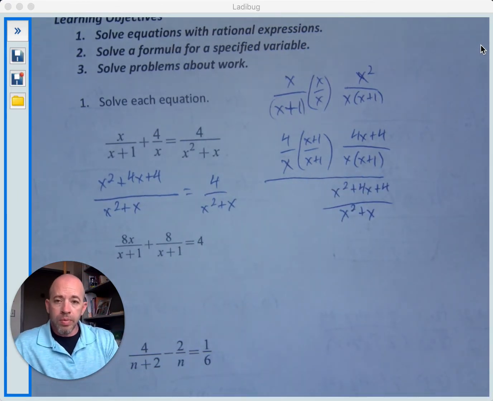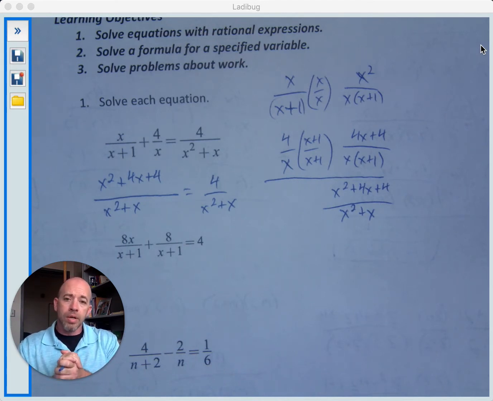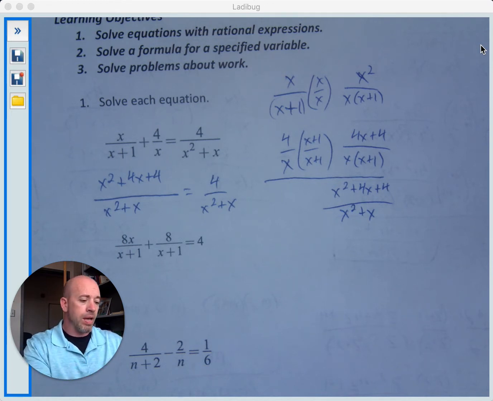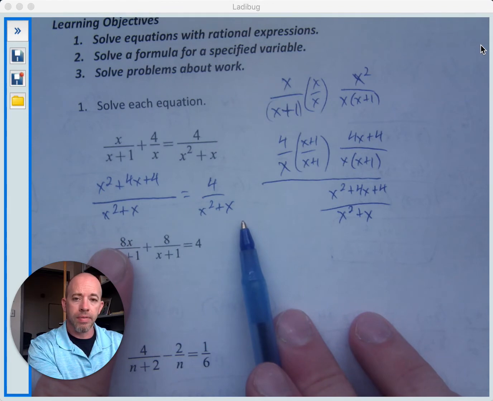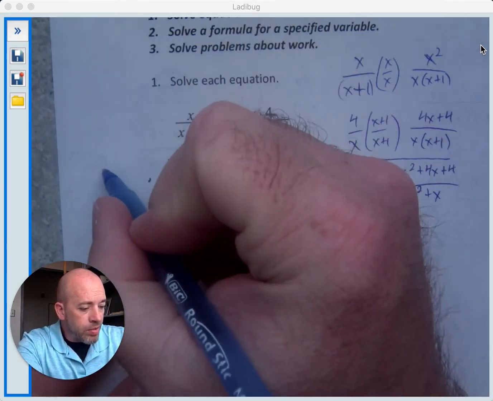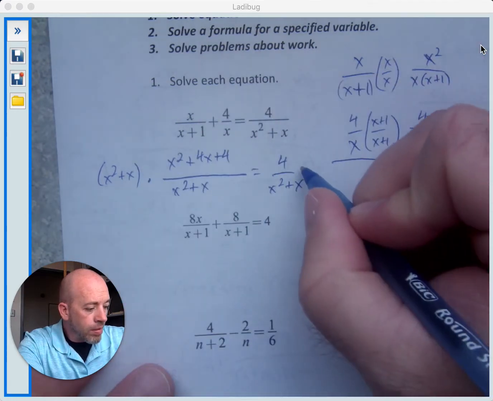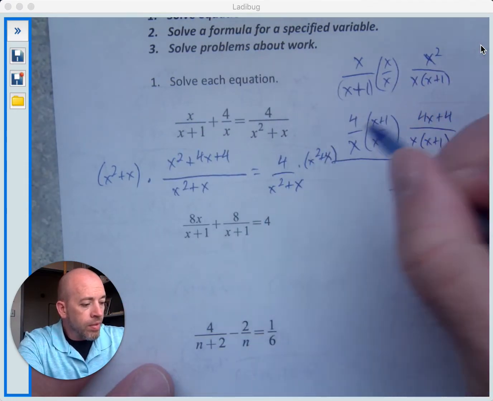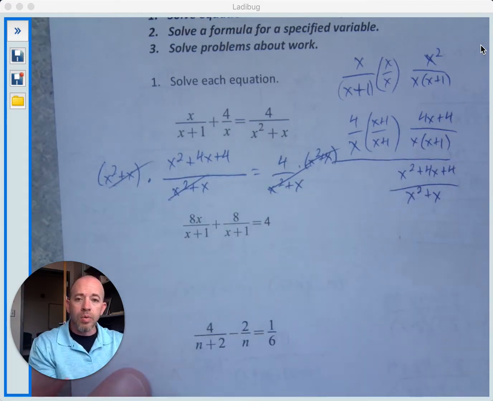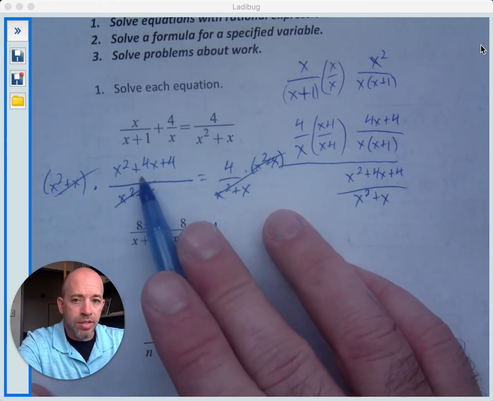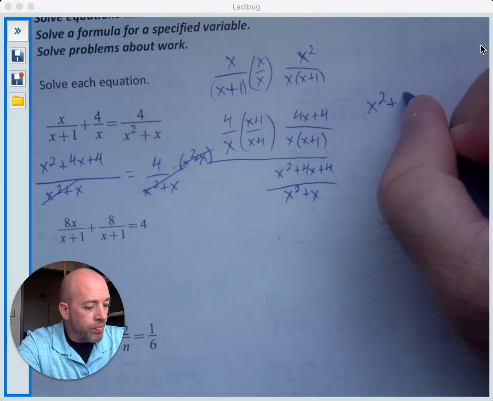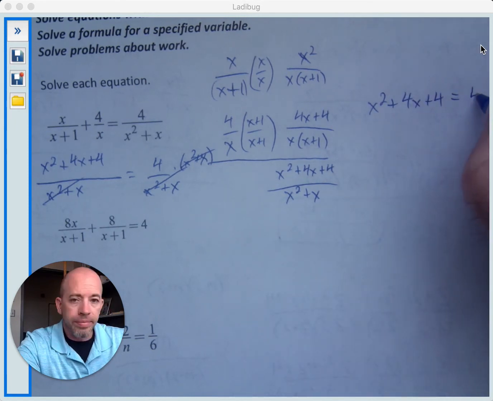Well, in general, when we solve an equation involving fractions, we'd like to clear the fractions. And to do that, we're going to multiply both sides by the common denominator. Since we have the same denominator on both sides, we can multiply both sides by x squared plus x. That's completely legal to do. This will cancel out, this will cancel out, and we get an equation that doesn't have any fractions, right? So I'll rewrite the equation with no fractions. We have x squared plus 4x plus 4 equals 4.